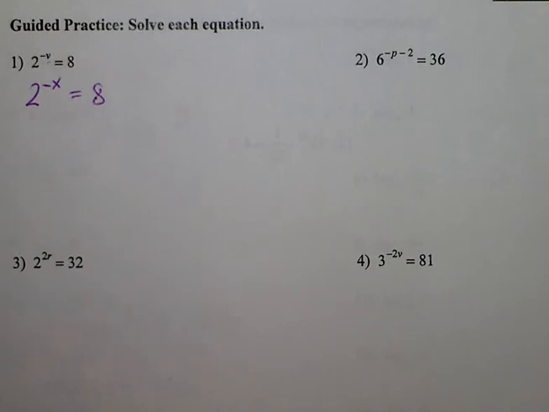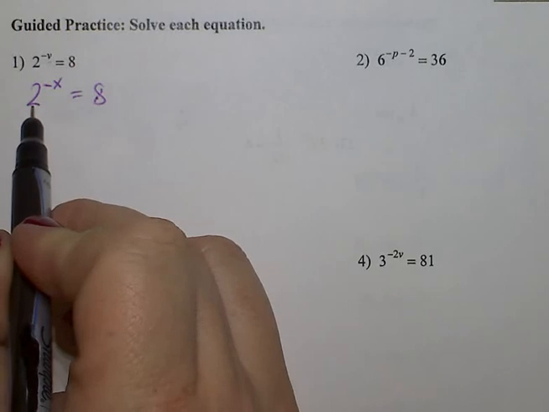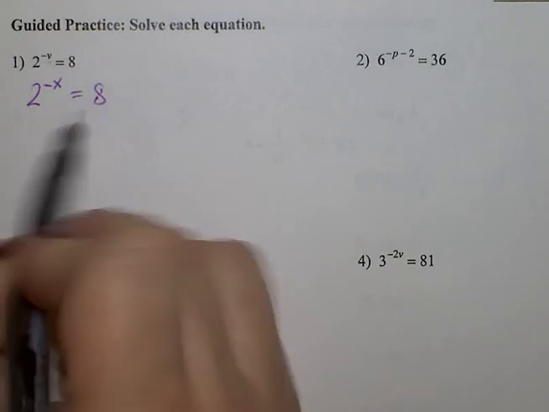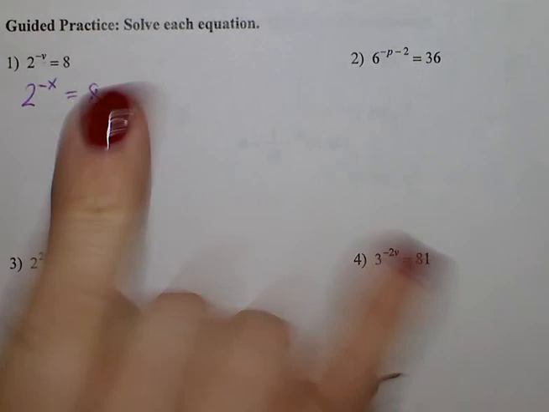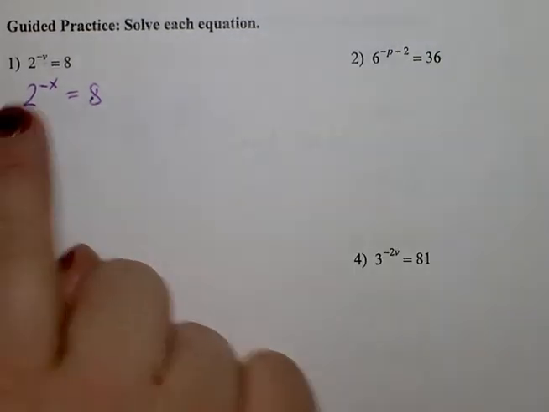So my goal right now is to solve for this variable. Kind of like when we solved rational equations, we found common denominators. We're going to find common bases. I need these to turn into the same number. They have to be equivalent forms, but the same number.